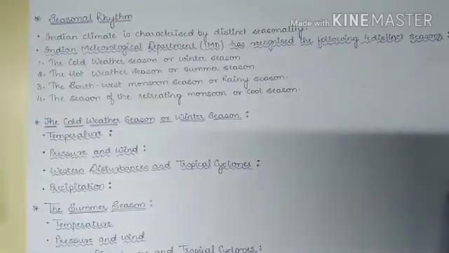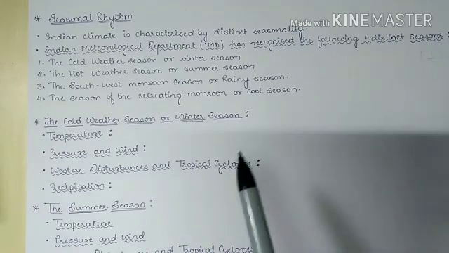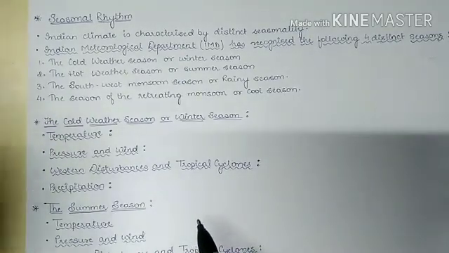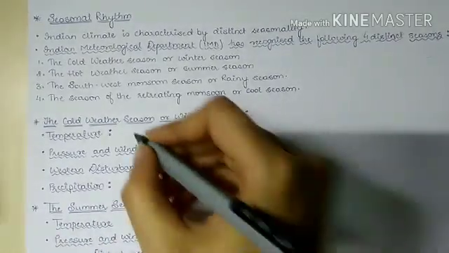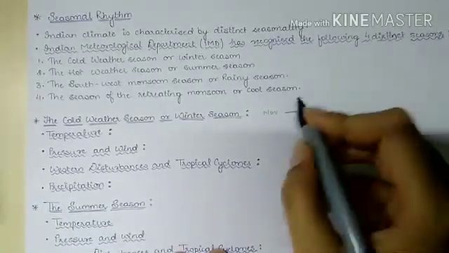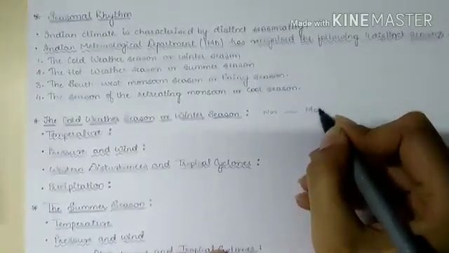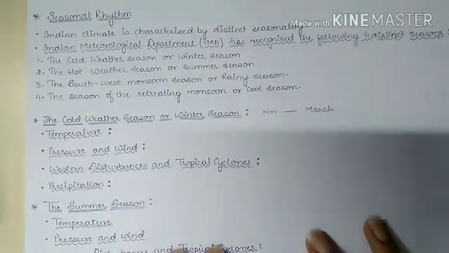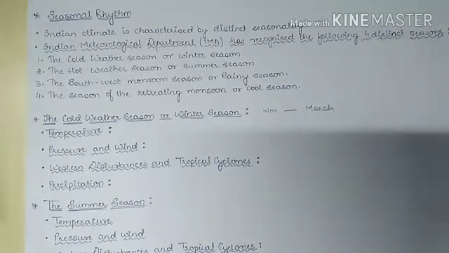So first we will start with the cold weather season or the winter season. The cold weather season commences in November, and it continues till early March. So November till March. During this time, we have clear sky, pleasant weather, low temperature, and low humidity. We have cool and slow northern winds flowing. So these are the basic characteristics of this winter season.